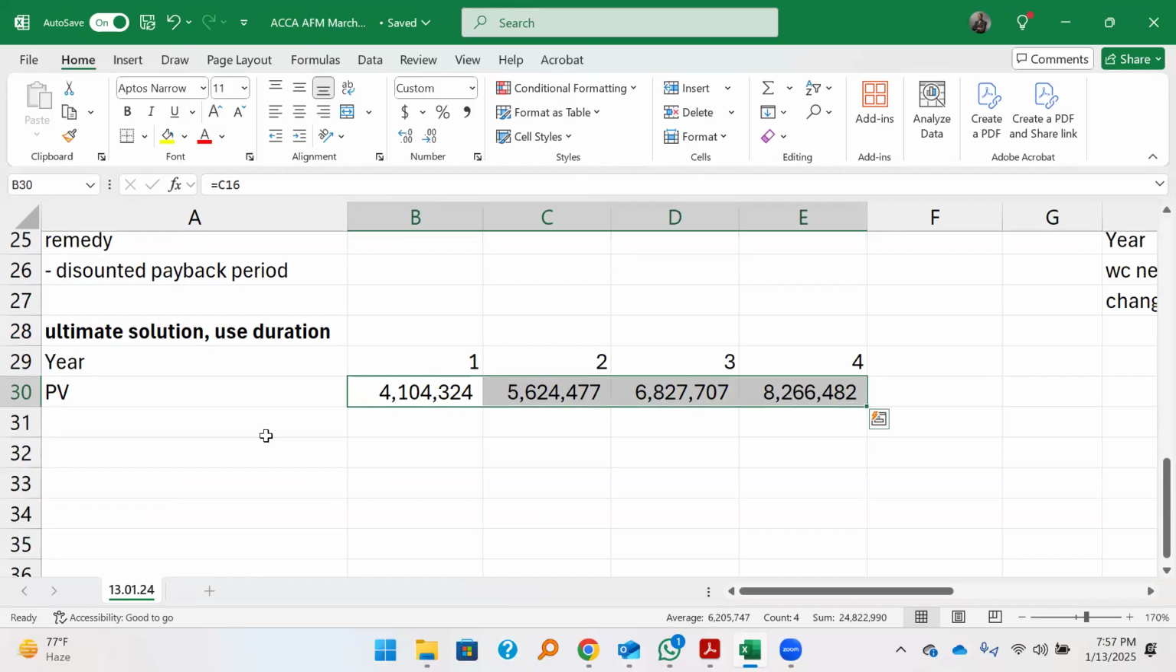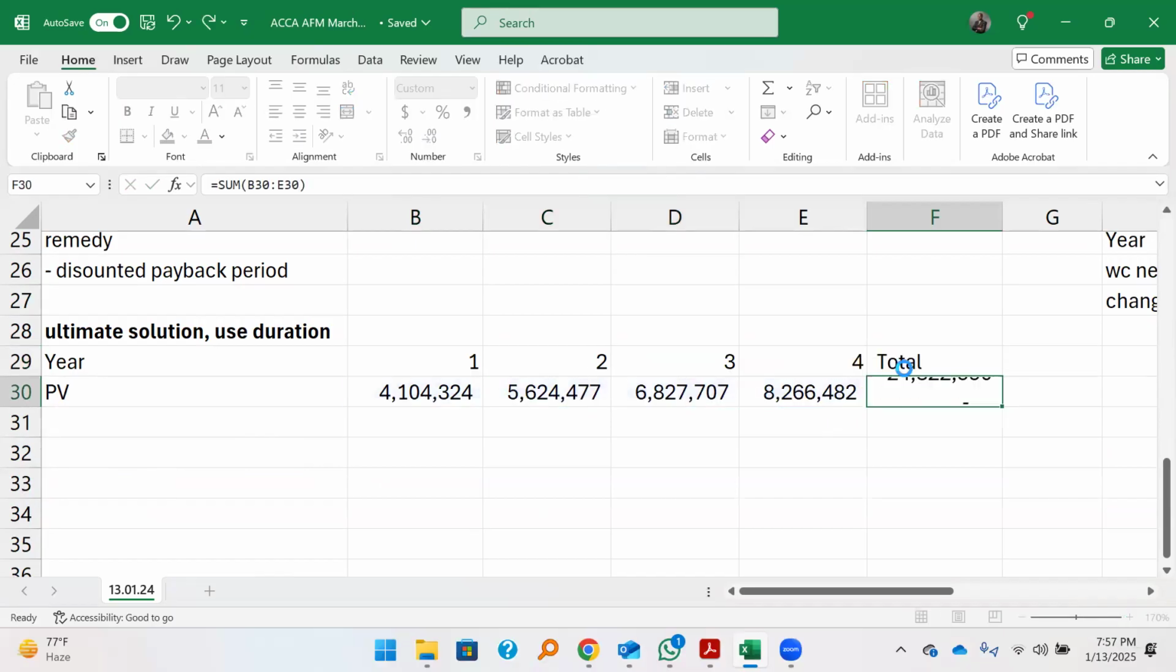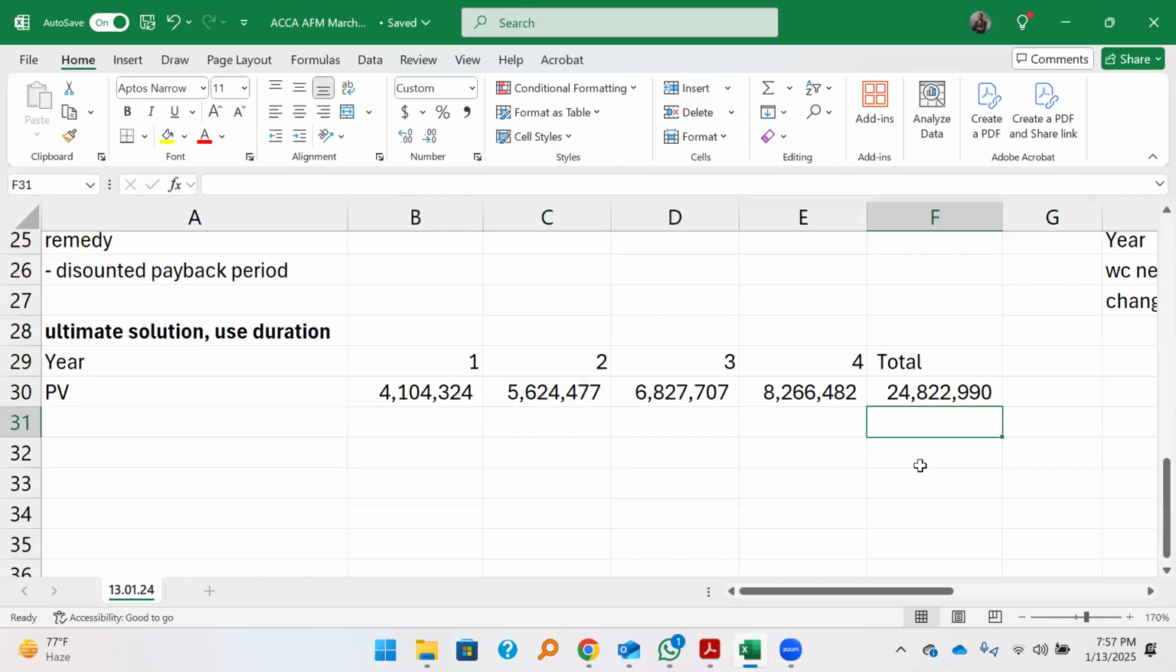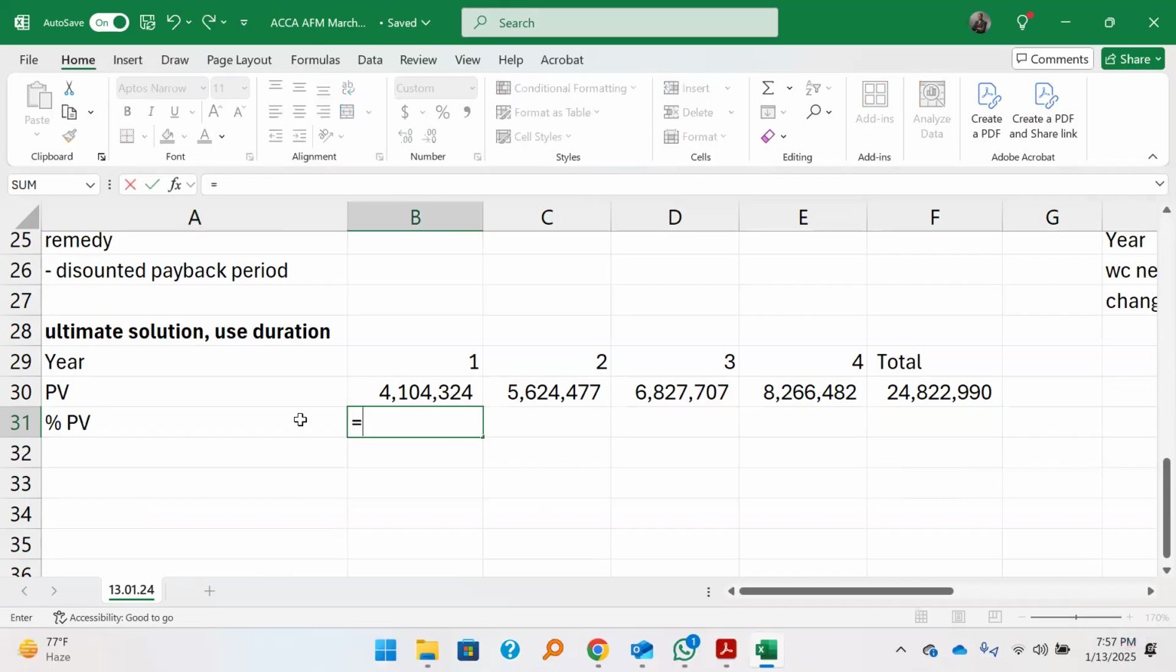Then what you do, you calculate. So here I can put total. The total of these present values is 24.822. So what I can do is to get the percentage of the present value. Basically, I want to know.